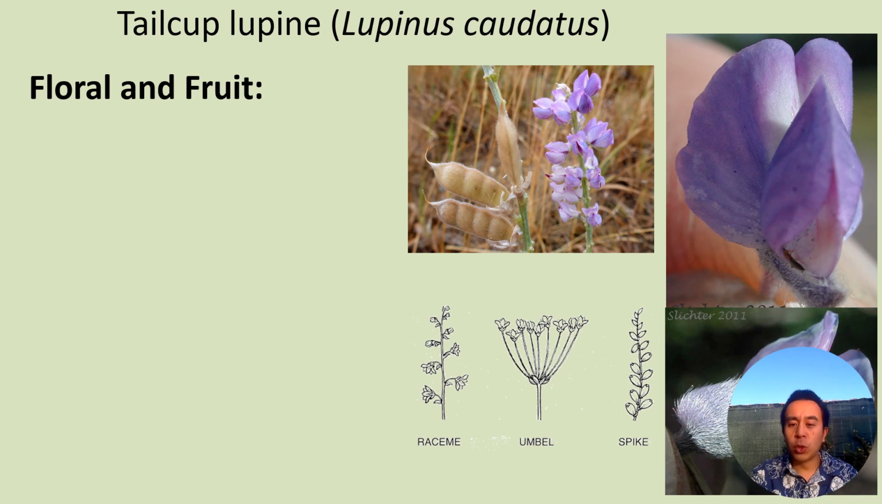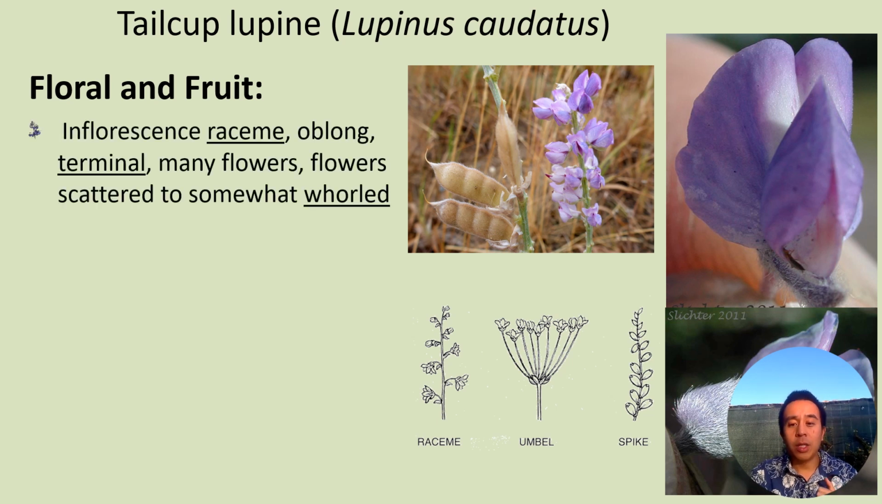The fruit and flower are a standard papilionoid flower, and the inflorescences are also racemes. You can see in this diagram what a raceme is: a cluster of flowers along a kind of axis, and it also has pedicels. It also is oblong.